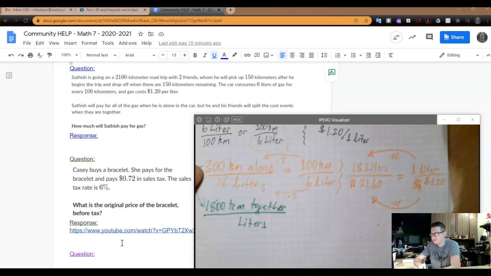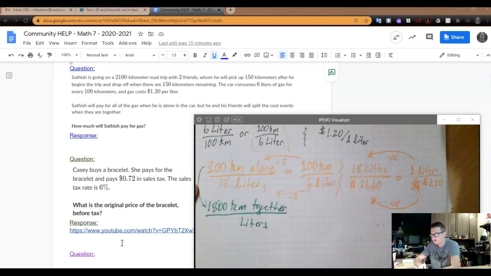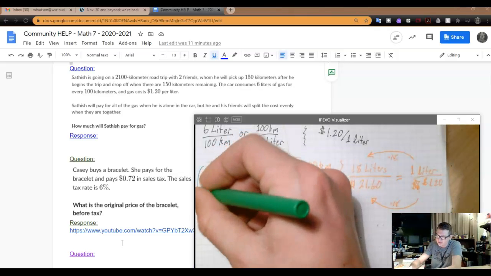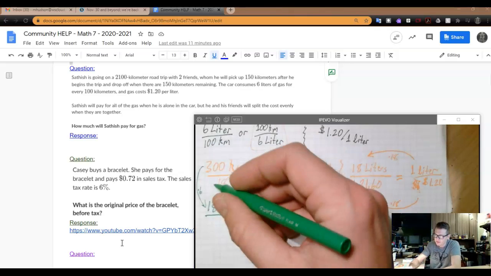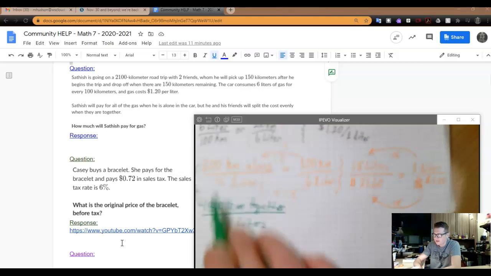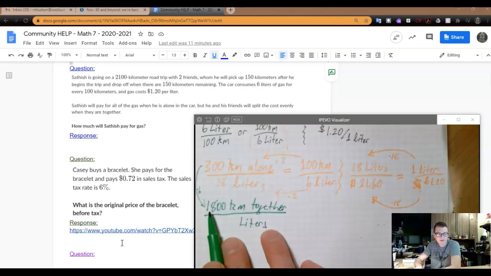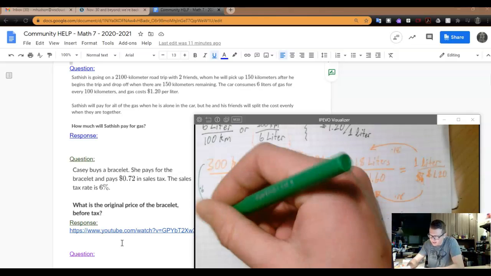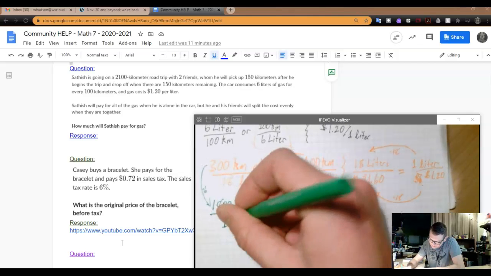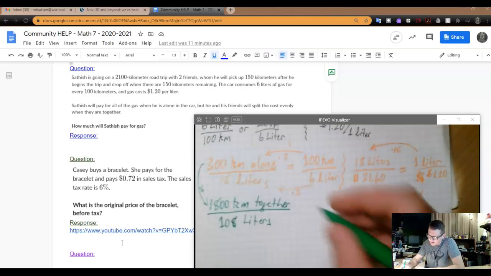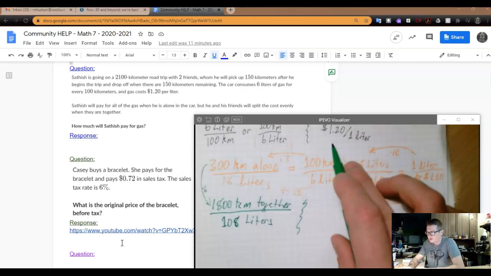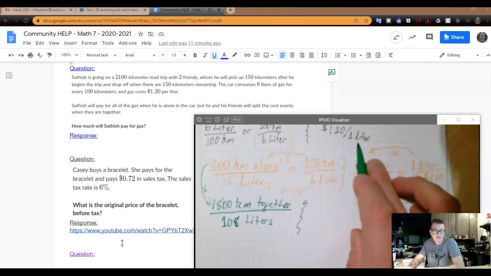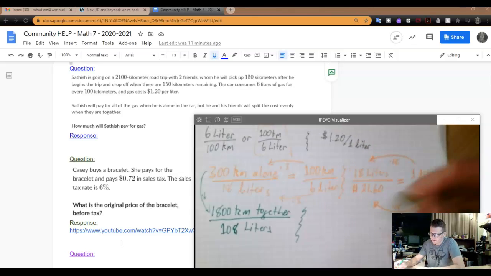All right, how do we go from 300 kilometers to 1,800 kilometers? Well, that's a times 6. So the same thing will happen to our denominator. So numerator to numerator was a times 6. So we'll go denominator to denominator times 6. So 18 times 6 is 108. Then, again, use our ratio that we have for cost and say, okay, 108 liters.